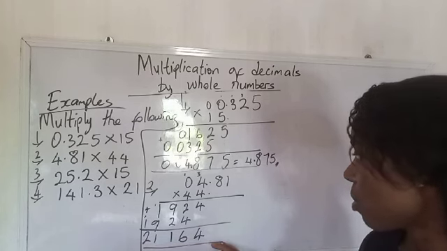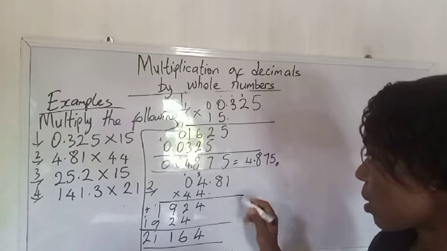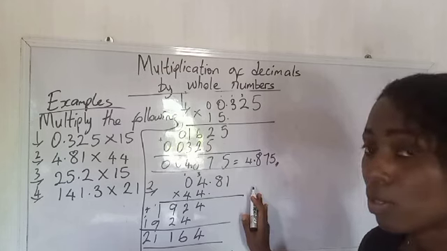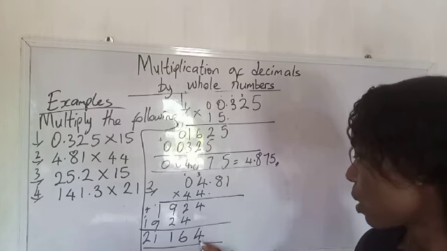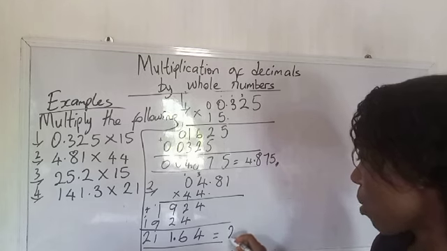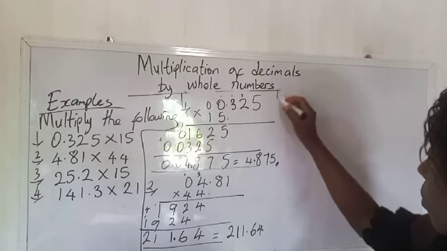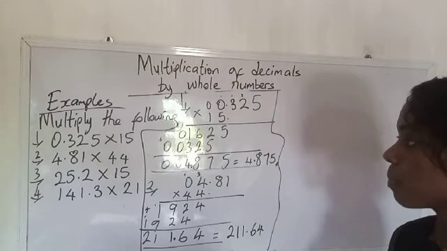Let's see how many numbers we have behind the decimal point here. 1, 2. There are no numbers here because we didn't put zeros. 1, 2, my decimal point will be here. Hence, my answer becomes 211.64.